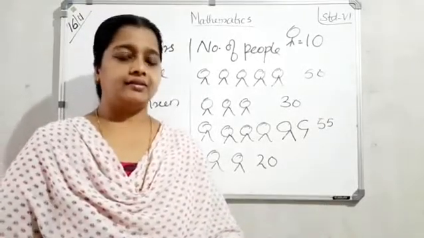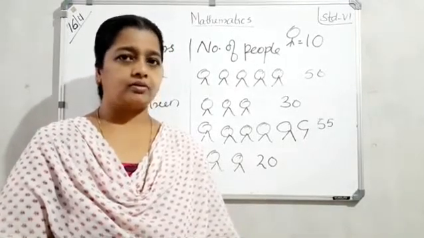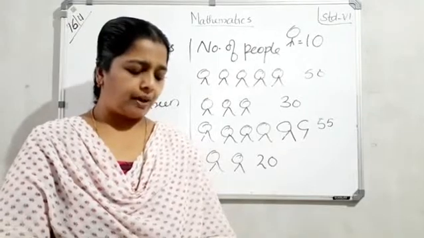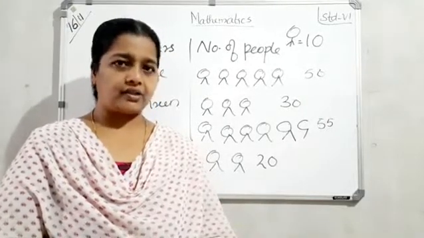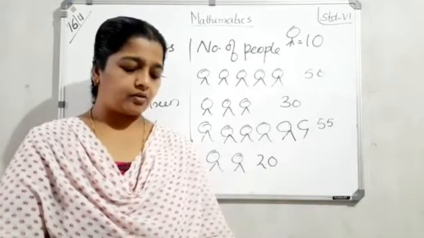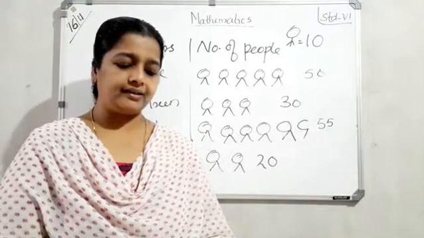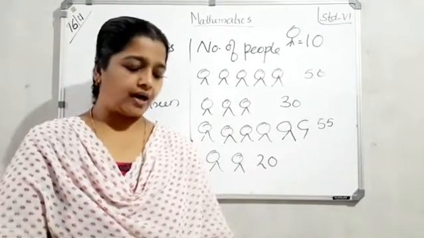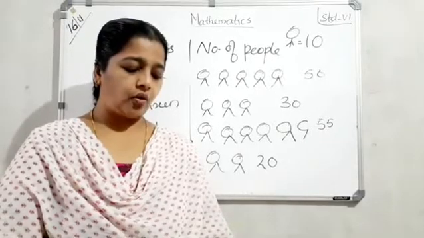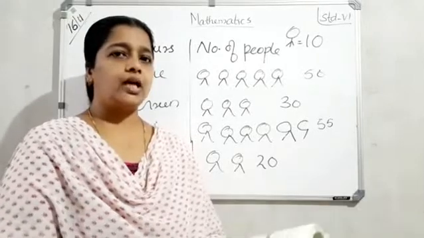Private car. How many students? Yes, 1, 2, 3, 4. Next public bus. 1, 2, 3, 4, 5. That is 5 students. Next school bus. 1, 2, 3, 4, 5, 6, 7, 8, 9, 10, 11. Then cycle, 3 students. And walking 1, 2, 3, 4, 5, 6, 7. 7 students. So here the solution is also given.